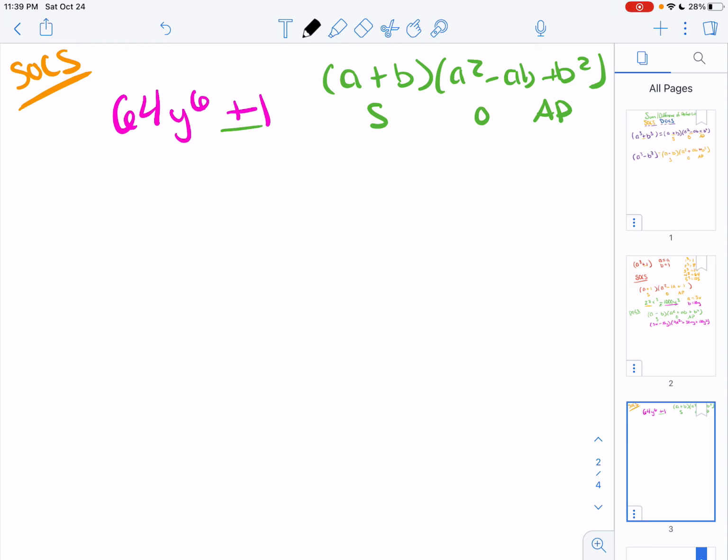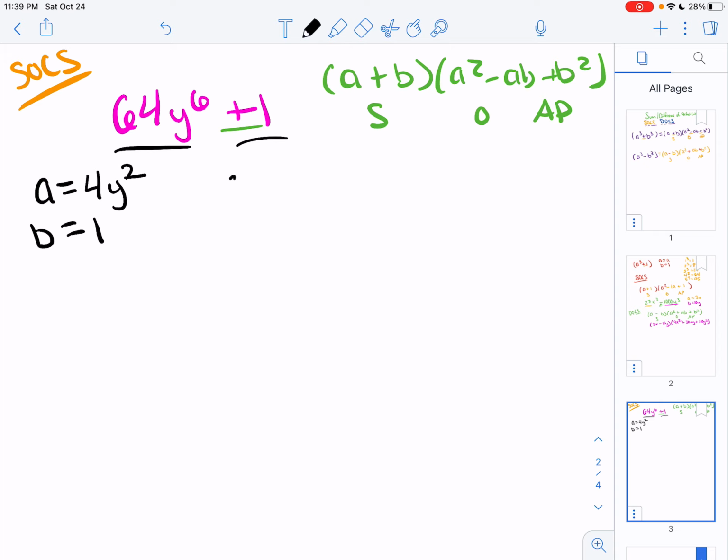So now let's take our cubed roots. I have A and B. So the cubed root of 64 is 4, because 4 times 4 is 16, and 16 times 4 is 64. The cubed root of y to the 6th. So remember, if we have an exponent that is divisible by 3, it is a perfect cube. So 6 divided by 3 is 2. So we have y squared. Now for B, the cubed root of 1 is just 1.